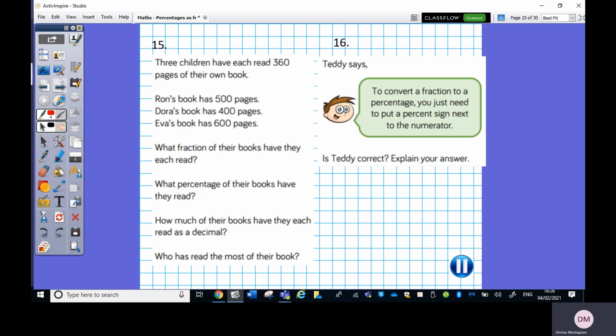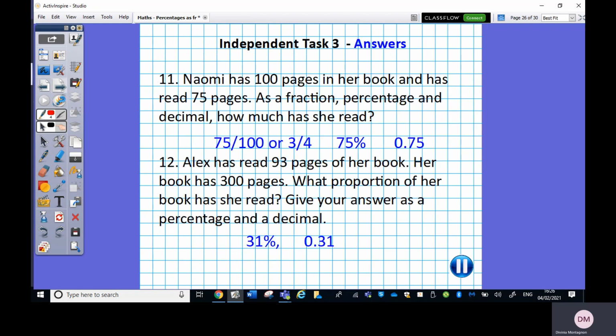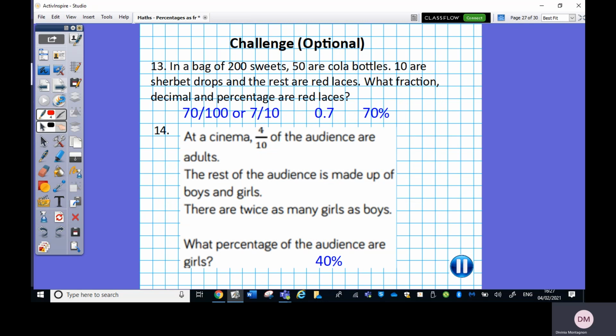So, how did you do? Let's take a look. Number 11. As a fraction, it's 75 over 100 or 3/4. As a percentage, it's 75, and as a decimal, 0.75. Number 12 is 31% or 0.31. If you did the challenge, the answers are 70/100 or 7/10, 0.7 and 70%.